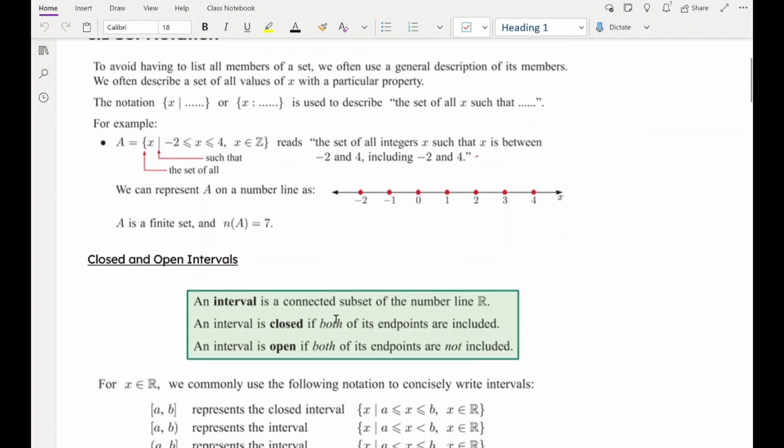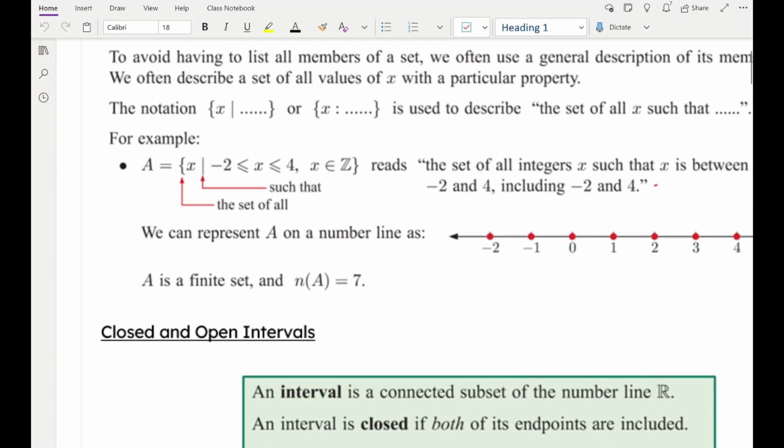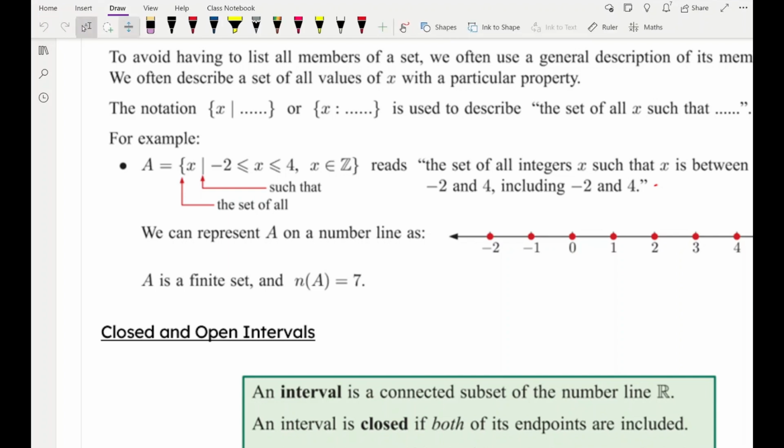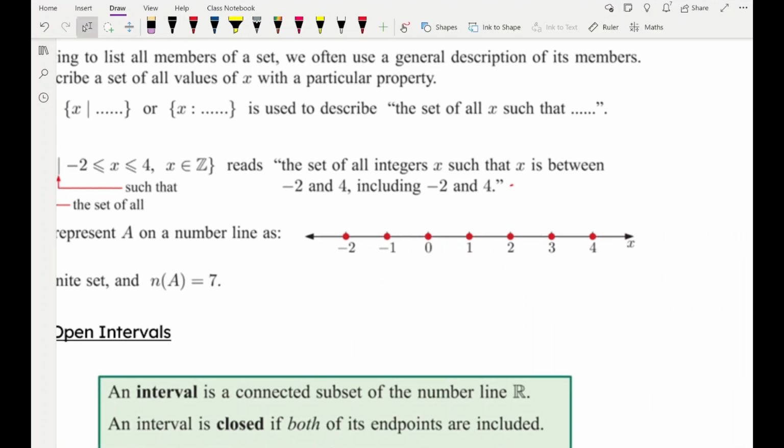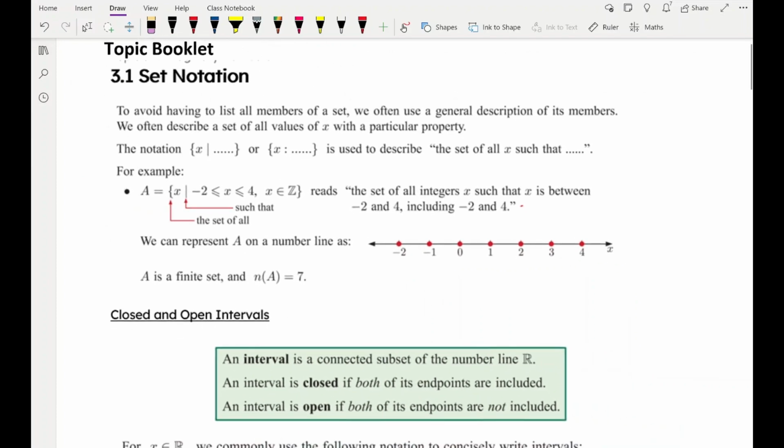So a set is just a collection of objects. Those objects can be numbers, but they can be other things that aren't numbers. So you'll often write your set with a description. You'll write it in curly brackets and describe what's in your set. For example, this set that we've got here is all the numbers in between -2 and 4, including -2 and 4. So that would look like those red dots if you draw them on a number line. And x being in Z means x is a whole number. Z is the set of whole numbers.